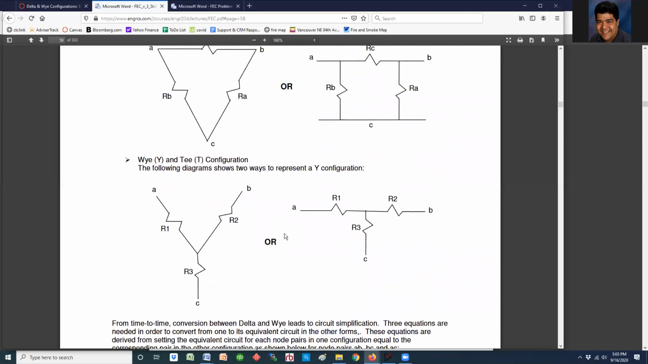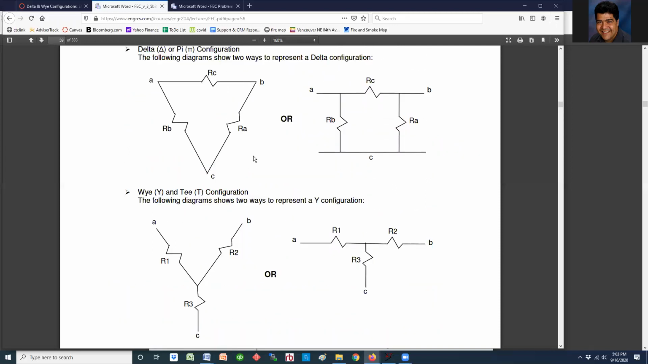Now, how do we deal with that? The secret here is that I can take this one, the delta, and convert it to the Y or T connection. So I can go back and forth between these two configurations pretty easily. All I have to make sure is that the equivalent resistance from A to B is the same here as it is down here. As long as I do that, then life is good, and I can go back and forth between the two of them.